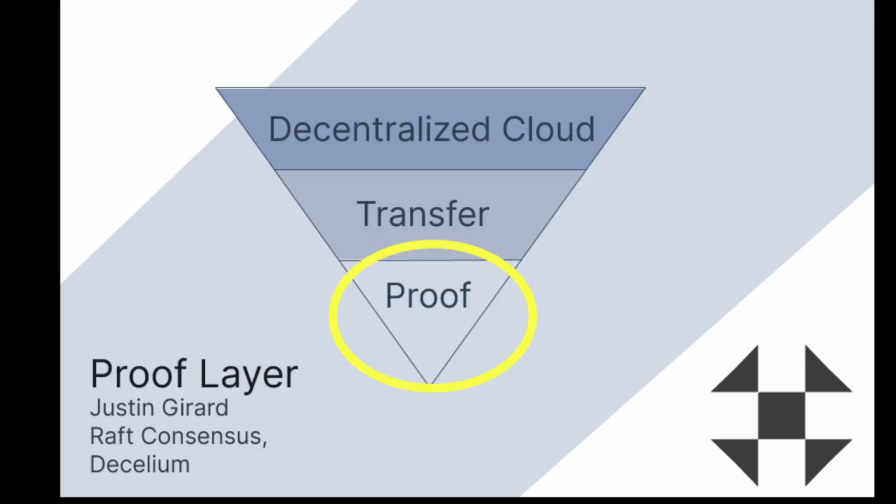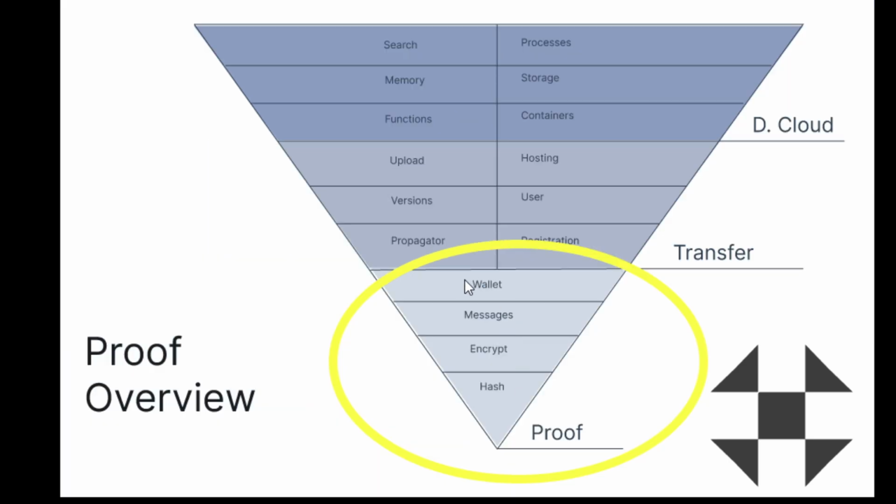The proof protocol is the most foundational part of the Decilium software package. Proofs break down into what is in Web3 called a wallet, messages, encryption, and hashes. So this library serves as the basis for all, you could say, record keeping, messaging, security, and proofs that the framework supports.